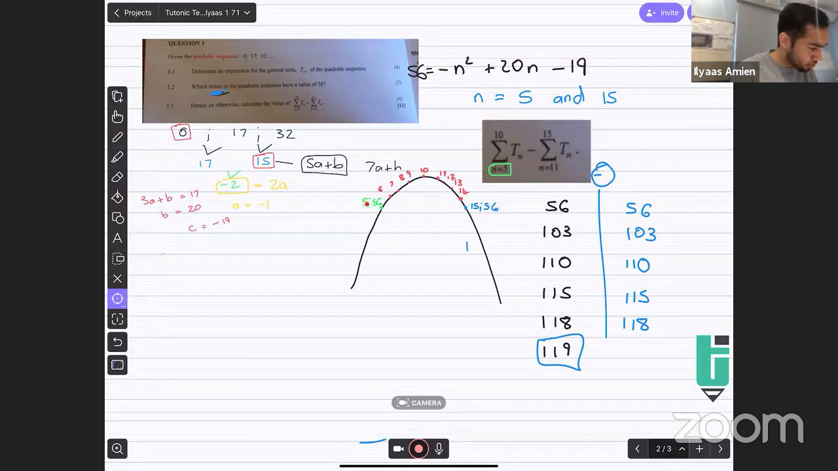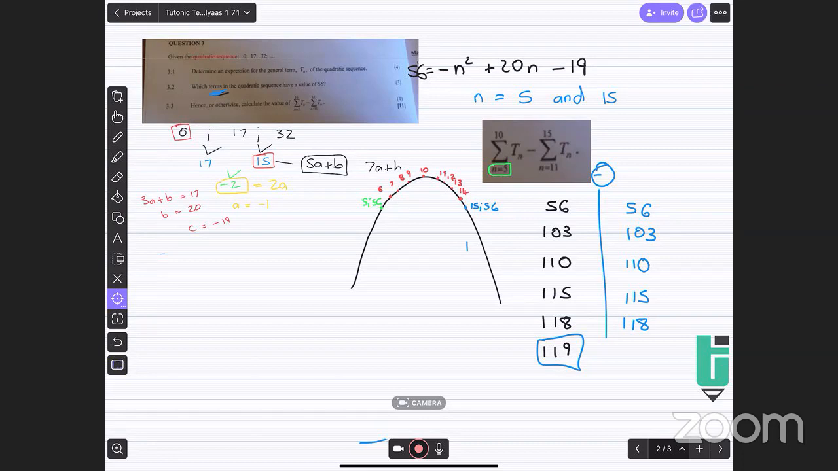If they told me that 5 and 15 both give me 56, then by symmetry, 6 and 14 must be the same. 7 and 13 must be the same. 8 and 12 must be the same. 9 and 11, and then 10 is going to be on its own. Do you see that? Tabitha?